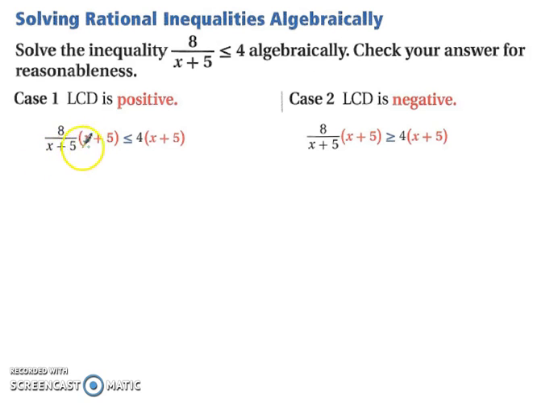So we want to get rid of our denominator, so we multiply everything by that, which cancels it out. Now you're left with 8 is less than or equal to 4x plus 20. Subtract 20 from both sides. That leaves you with negative 12 is less than or equal to 4x. And then divide by 4, which leaves you with negative 3 is less than or equal to x. So now let's look at case 2.